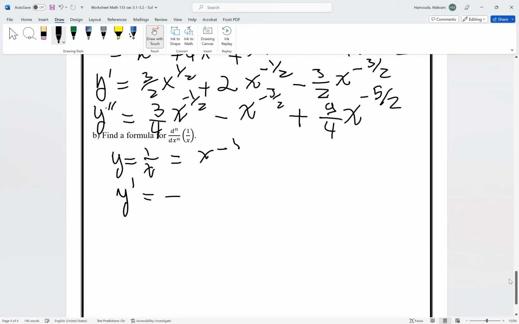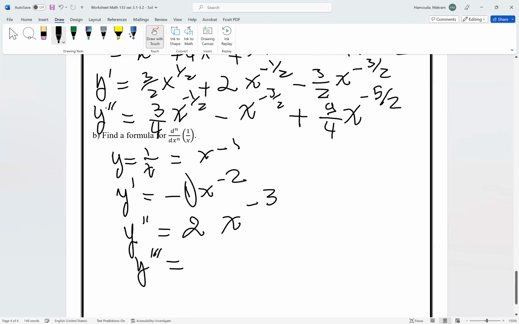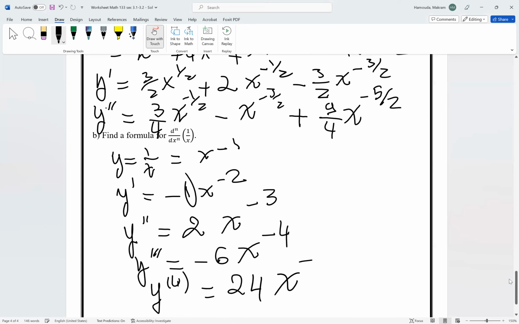Y prime is minus 1 times x power minus 1 minus 1, that means minus 2. This one, we can get rid of it, no need to write it. Y second is equal to minus minus 2, that means 2, x power minus 2 minus 1, that means minus 3. Y third derivative, 2 times minus 3, that's minus 6, x power minus 3 minus 1, that's minus 4. And y order 4 will give minus 6 times minus 4, that means 24, and x power minus 4 minus 1, that means minus 5.